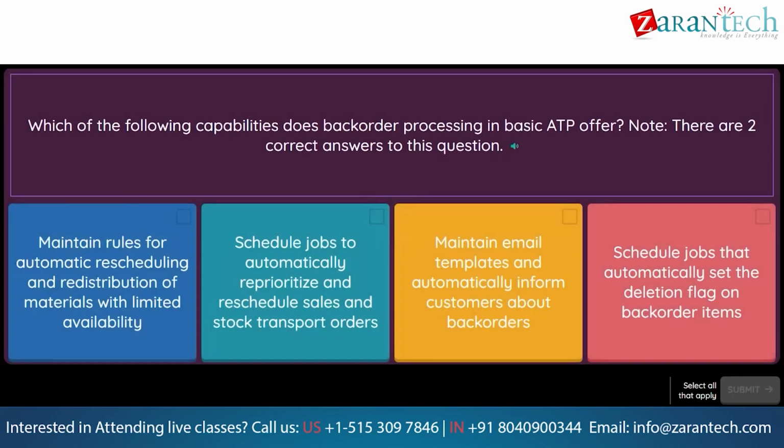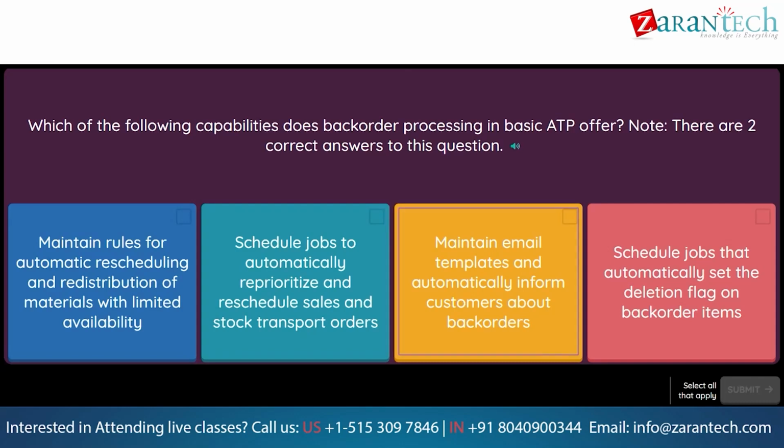Question: which of the following capabilities does backorder processing in Basic ADP offer? Note: there are 2 correct answers to this question. Option 1, maintain rules for automatic rescheduling and redistribution of materials with limited availability. Option 2, schedule jobs to automatically reprioritize and reschedule sales and stock transport orders.